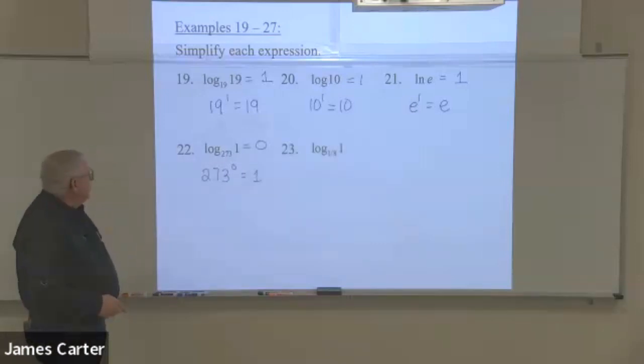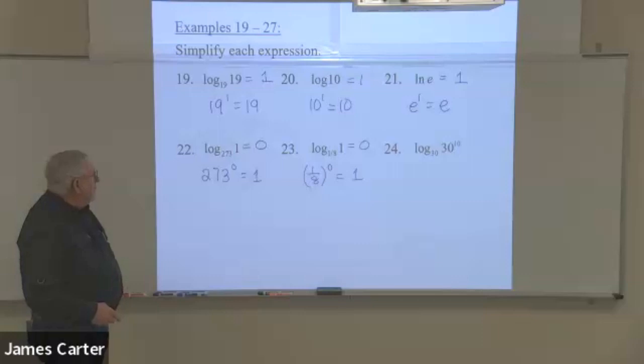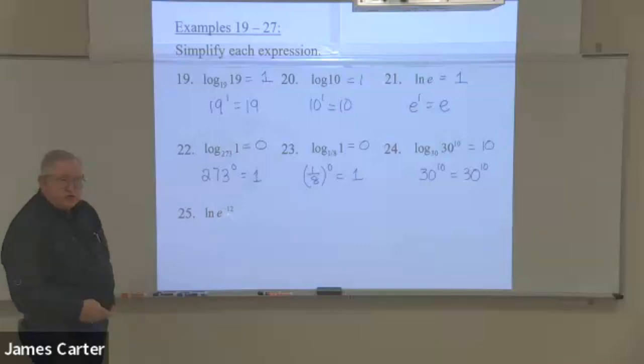Okay. Likewise, this to what power is equal to 1? 0. And this one, we've got 1 here. So the answer is going to be 10. Here we've got 1 again. So the answer is going to be -12.